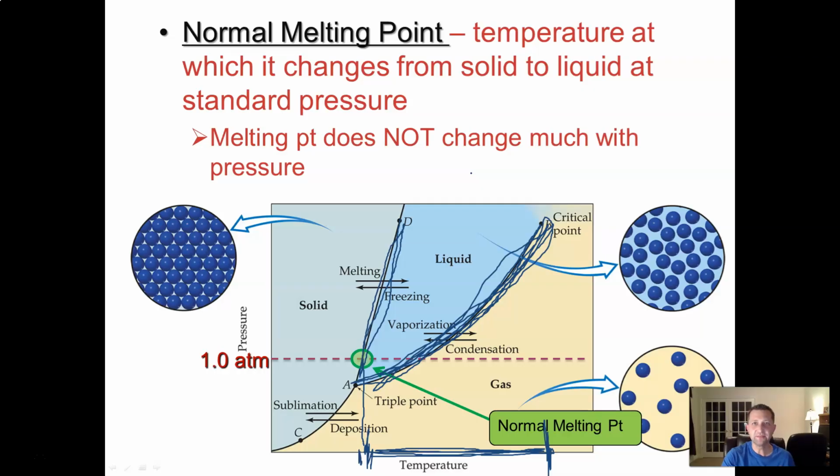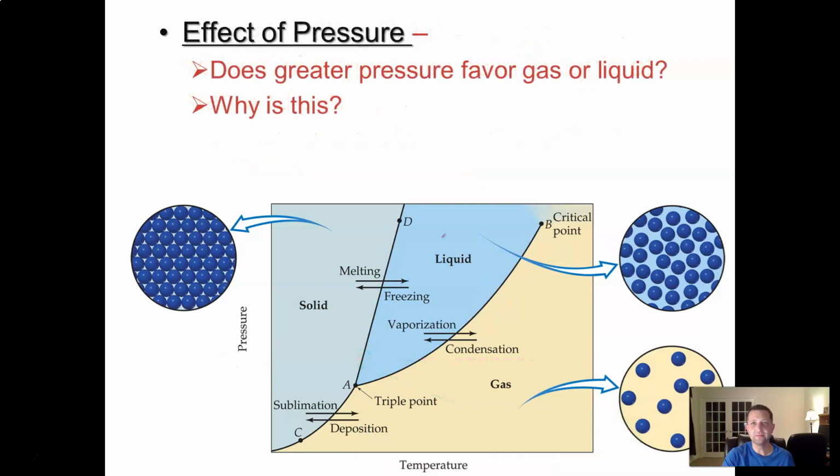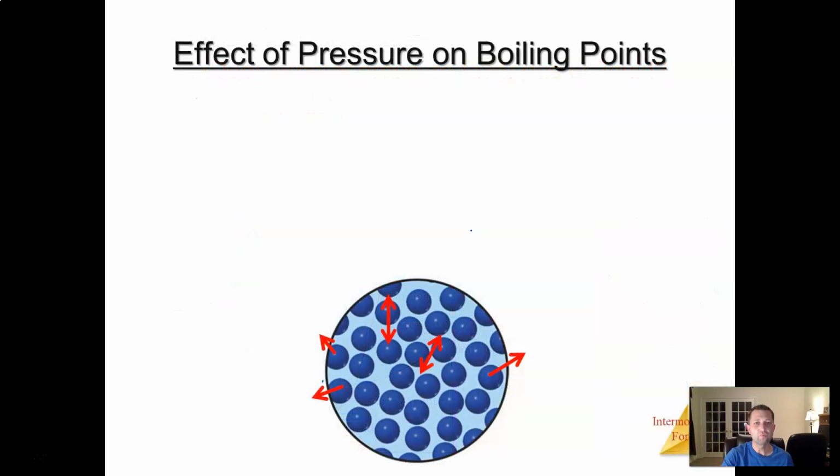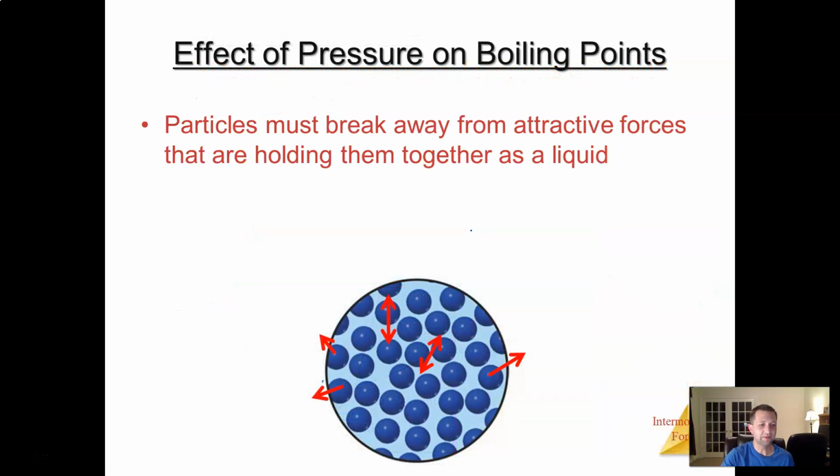So while pressure does matter, it doesn't really matter as much for your melting, freezing as it does for even your liquid gas. So does greater pressure favor a liquid or a gas? You can take a look at the diagram and figure that out. As pressure goes up, arrow going up here, we're more likely to be in the liquid state. So why is that? So we'll kind of wrap things up here with.